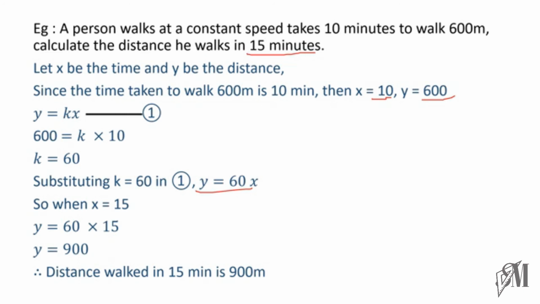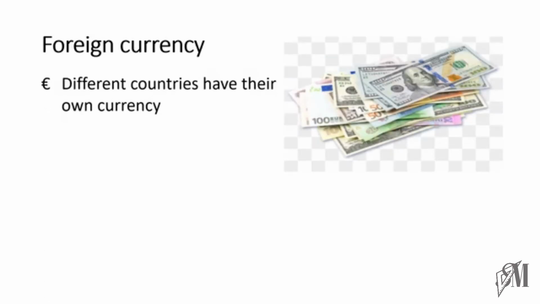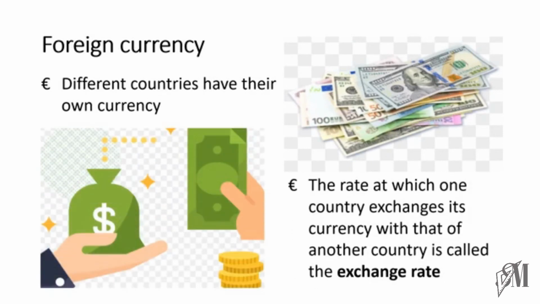There is another part in this lesson, that is foreign currency. Now, what is foreign currency? Different countries have their own currency. So, if you need to change the currency of one country with the currency of another country, we have to look into the exchange rate. This exchange rate is also directly proportional to the currency. Now, let's see how to simplify problems related to foreign currency and exchange rate.